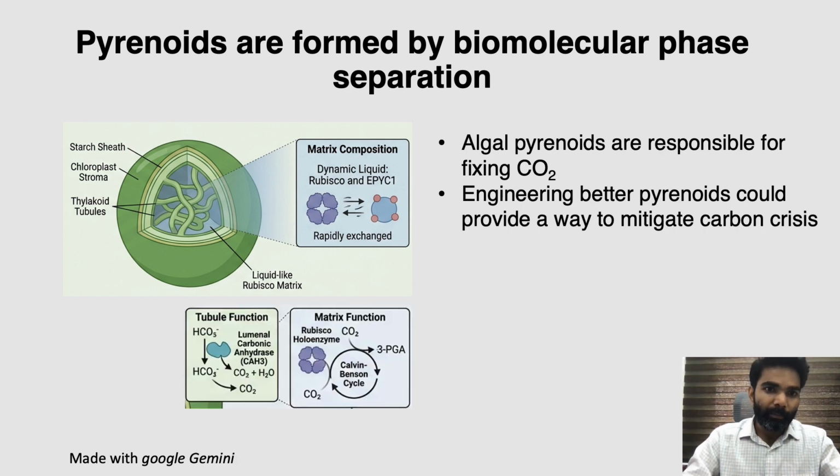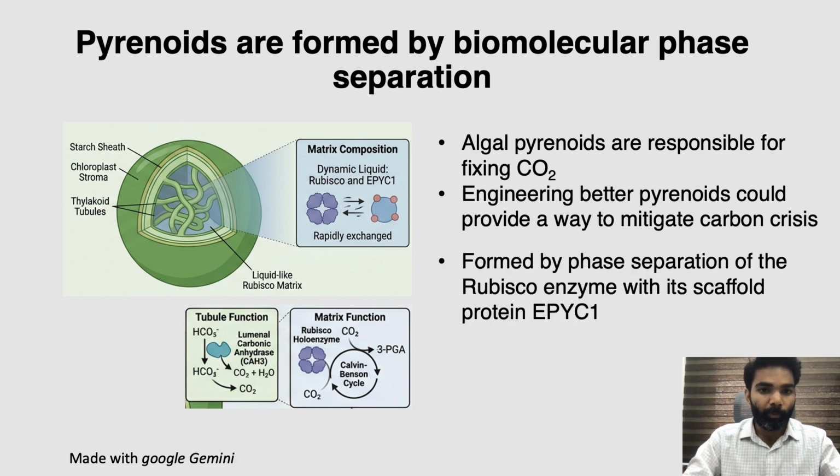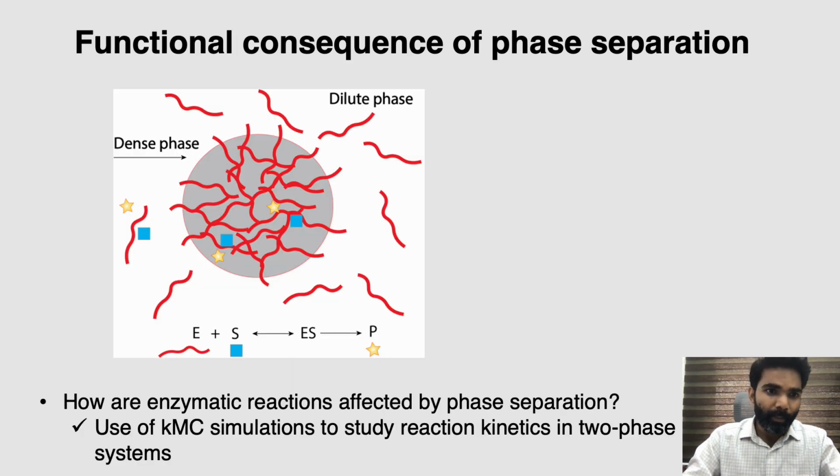And so the pyrenoid is also a phase separated compartment, and it is formed as a result of phase separation of Rubisco enzyme with its scaffold protein, which is known as EPYC1. And so the question that our lab is interested in asking is, what is the functional consequence of having this pyrenoid assembly be a phase separated assembly? This is the question that our lab is focusing on in this project, which is how are enzymatic reactions going to be affected by phase separation?